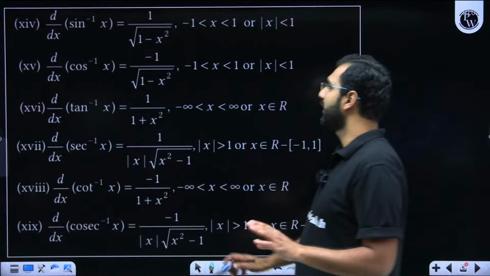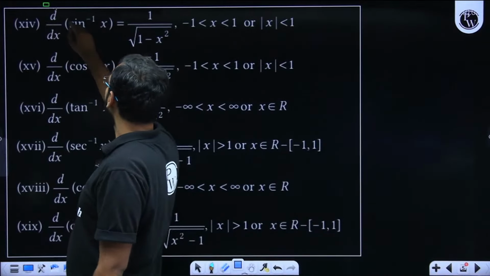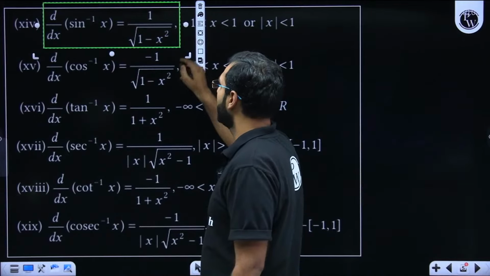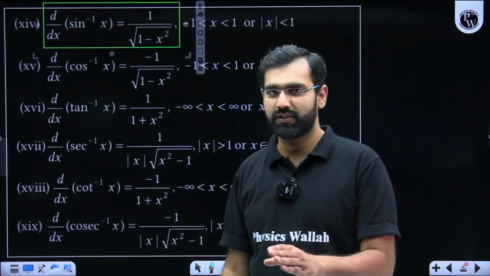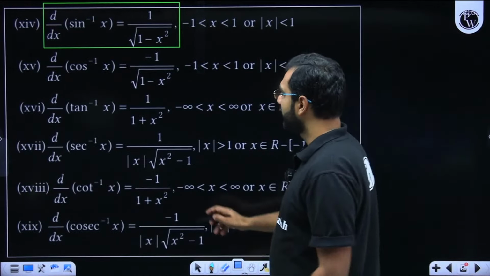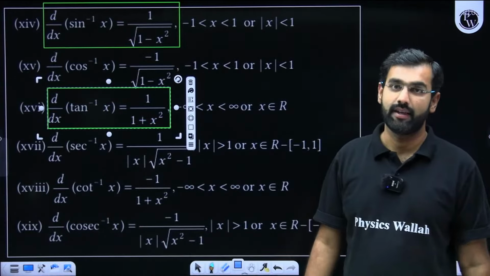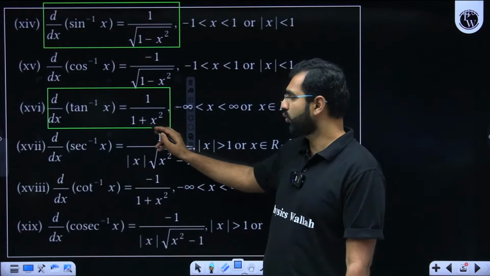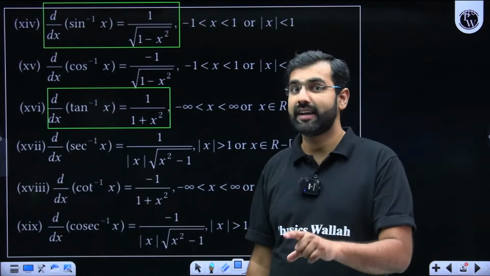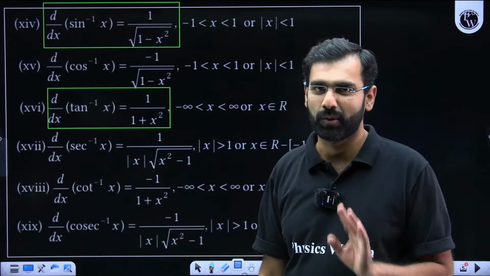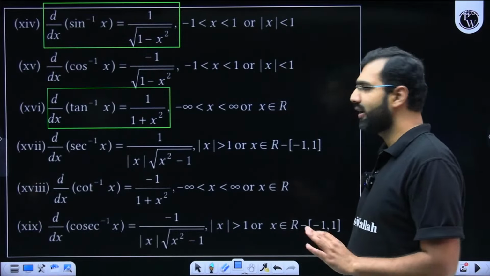If I simply tell you this one, that when 1 upon under root of 1 minus x square is integrated, it is sine inverse x plus c. And when you have 1 upon 1 plus x square, when it is integrated, it is tan inverse x. And if it is 1 upon a square plus x square, then its integration is 1 upon a tan inverse x upon a. I hope you are clearly aware of these basics.